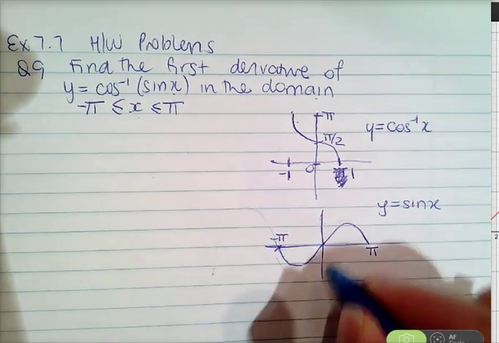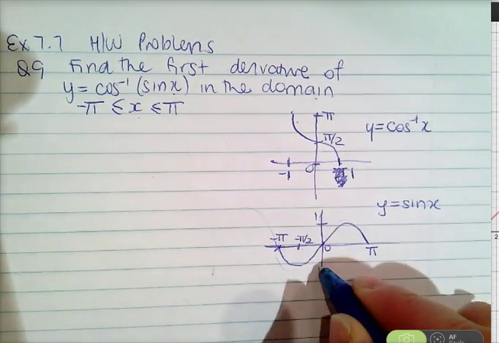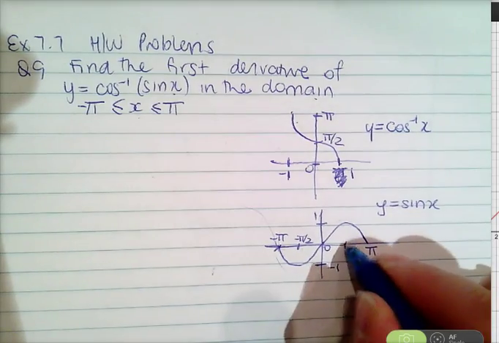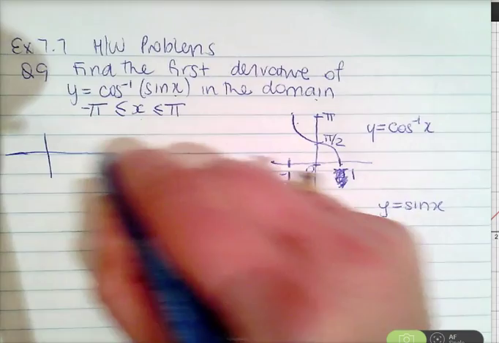So I've just drawn my sine curve. This would be negative pi on 2, 0. We know that the amplitude is 1. Okay, now I'm going to do up a table of values. I think this would be the easiest way to do this question.